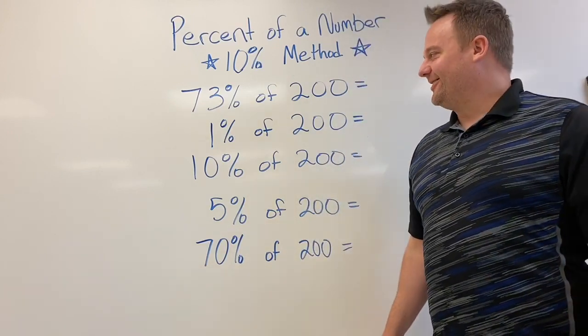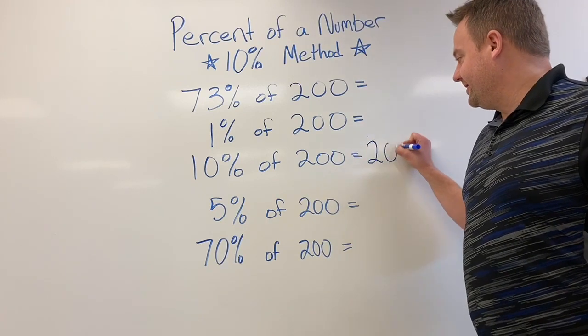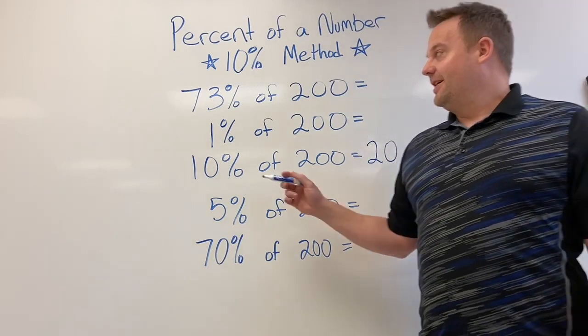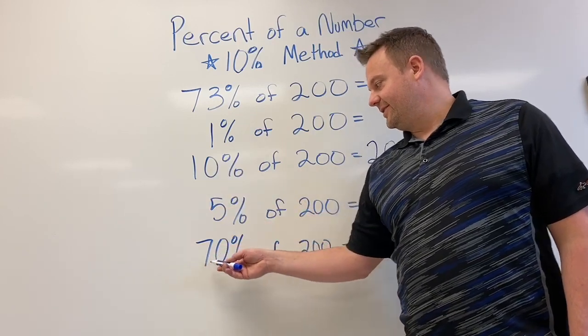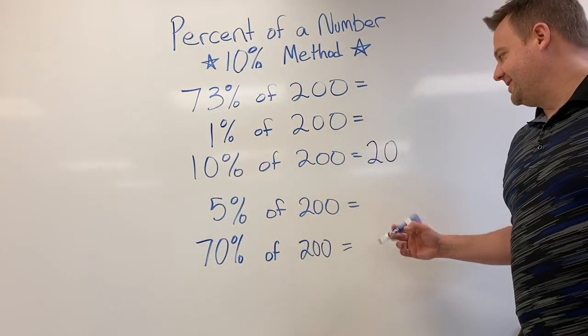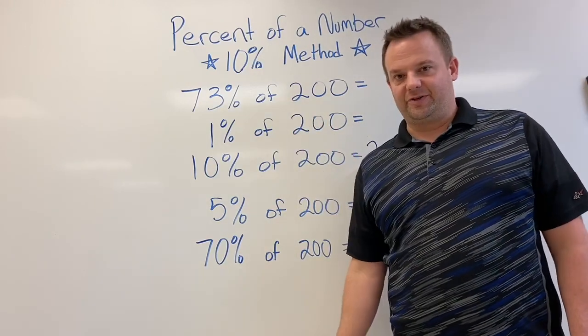Okay, here's what we do. First, you find 10% of 200. Well, that's 20, right? Now, let's get 70%. So 10 times 7 is 70%. 20 times 7 is 140. Now we just have to find out 3%.